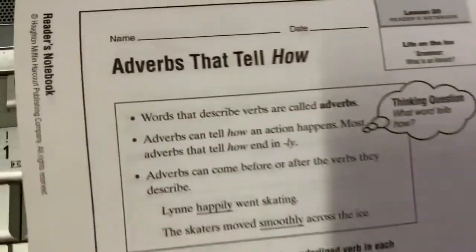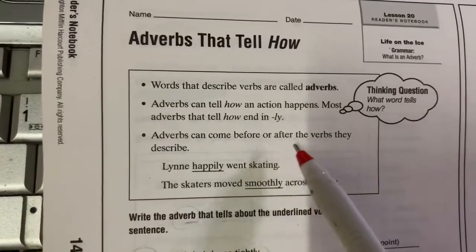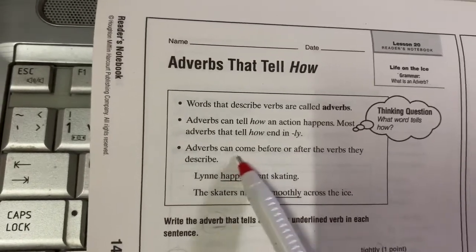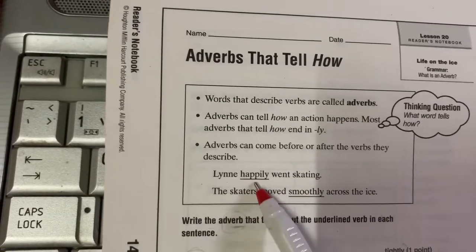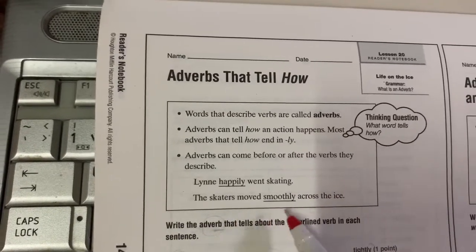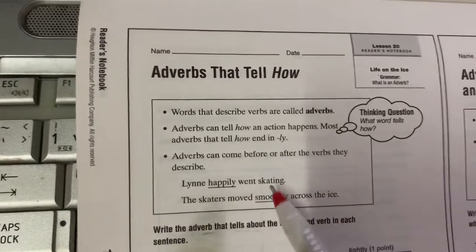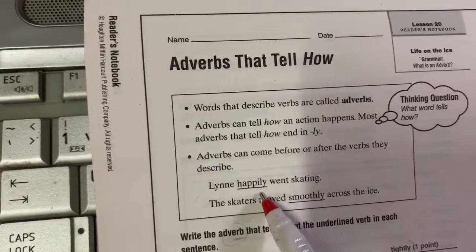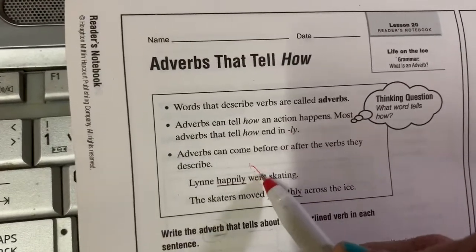Let me complete reading this box. Adverbs can come before or after the verbs they describe. We have two examples here. We will explain this sentence through these two examples. Lion happily went skating. The skaters moved smoothly across the ice. What do you notice here? We notice that the word happily, which is an adverb that ends in ly, came before the verb went.